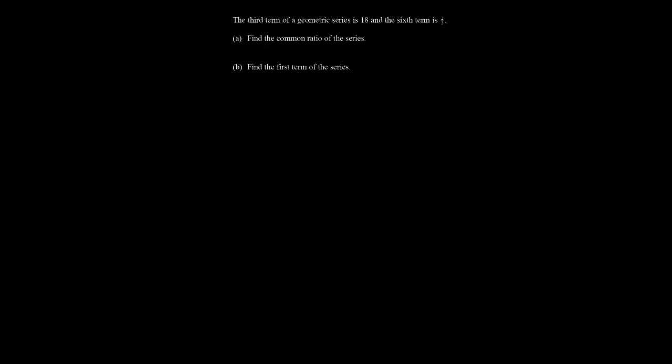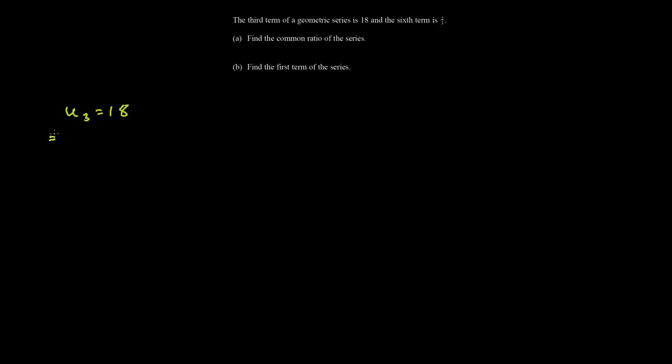In GP, one of the common examples that we can do is forming two simultaneous equations and solving it. But this time we have to solve it using the substitution method. Let's see. The third term of a GP, geometric series, is 18. So we can write U3 equals 18.